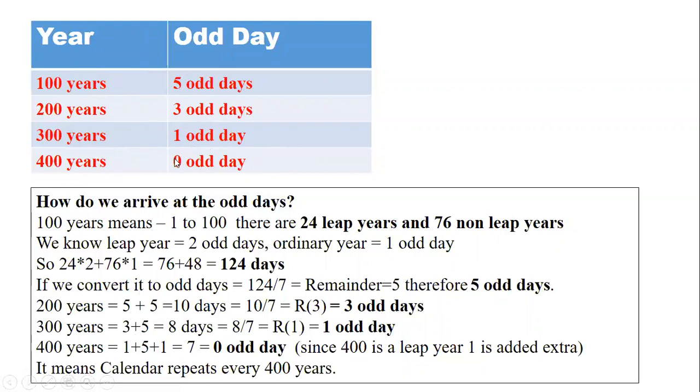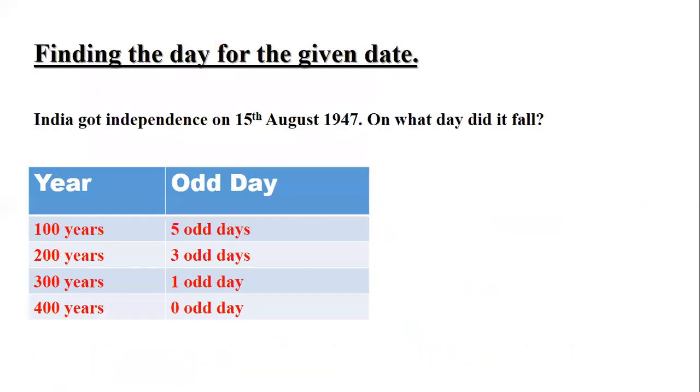As we have discussed earlier, if the number of odd days between two different years is 0, then we say the calendar year itself will repeat. So for 400 years, we have 0 odd days, which means every 400 years, definitely the calendar will repeat. Now we'll find out with one example.